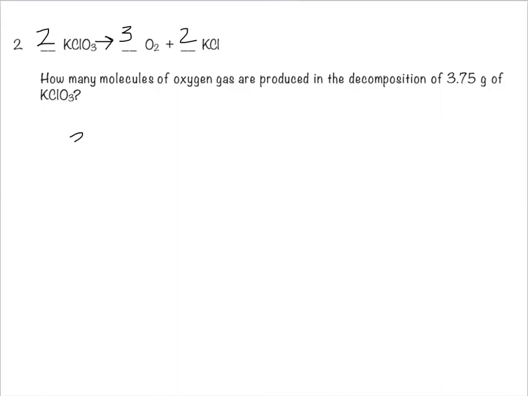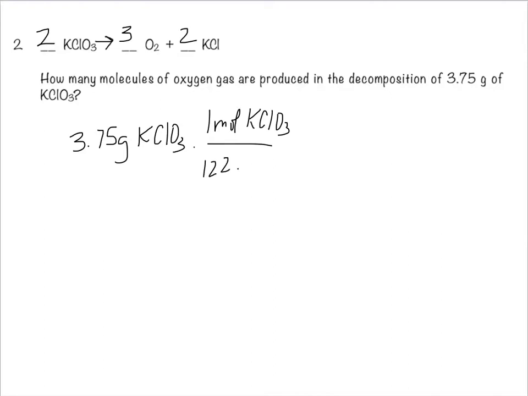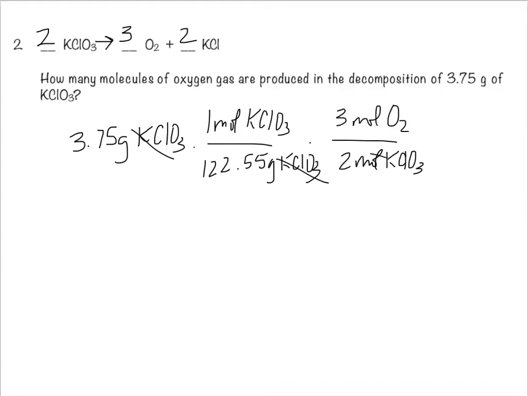So let's start with what we know. 3.75 grams of potassium chlorate. Okay, and I want to go to molecules of oxygen. The only relationship I know is their molar relationship, so I have to convert this potassium chlorate to moles. Well, 1 mole of potassium chlorate, if I add up their masses, should be 122.55 grams of potassium chlorate. Grams of potassium chlorate cancel. I now know moles. Once I know the moles, I can do the mole ratio. I want to get rid of the moles of potassium chlorate, so I put that on the bottom. For every 2 moles, I get 3 moles of oxygen.